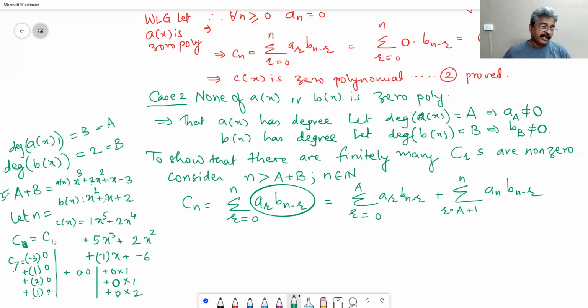Now whatever we have understood here numerically, let me explain algebraically over here. Now n is bigger than A plus B, and if r is equal to 0, let me write down this term in terms of A plus B: ar b(A plus B minus r).